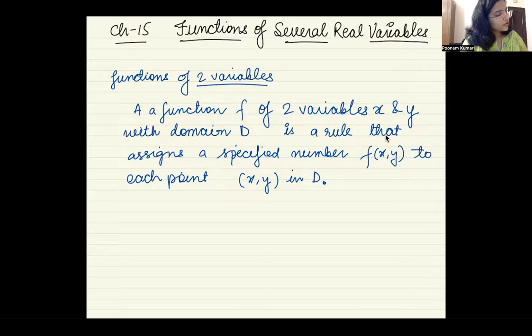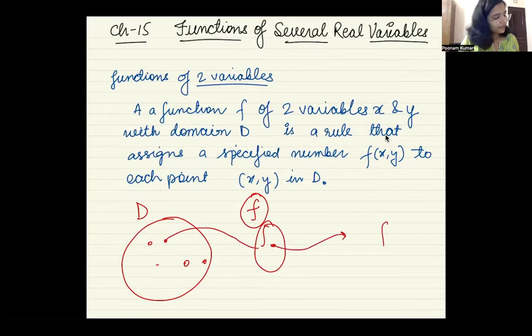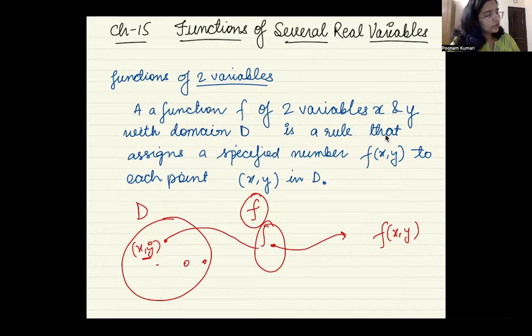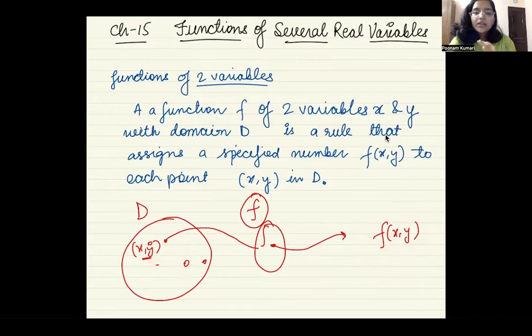So you pick points from this domain, and this is your function. It's like a machine. Okay, so these numbers will pass through this machine and they will give you f of x comma y. So you are picking numbers from this domain, you are passing it through the function f, and it is giving you a number. This is also explained in the definition, that a function f of two variables x and y with domain D. This is our domain, all the possible values of x, y that are there. And this function is a rule which provides a value against every single value that is there. This is how we define functions of two variables.